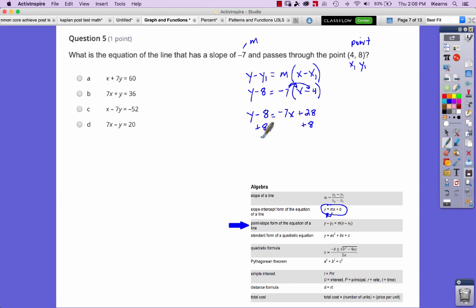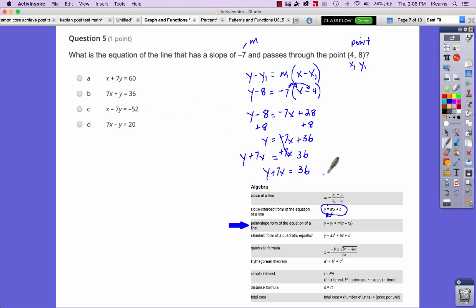Okay, so now we've got our slope-intercept form. y equals -7x, and 28 plus 8 is plus 36. All right, again, this is not one of our answer choices. We need to move the 7x over to here. So we're going to do that by adding 7x. So this is going to be y plus 7x, these cancel out, equals 36. So let me write that a little bit neater. y plus 7x equals 36.